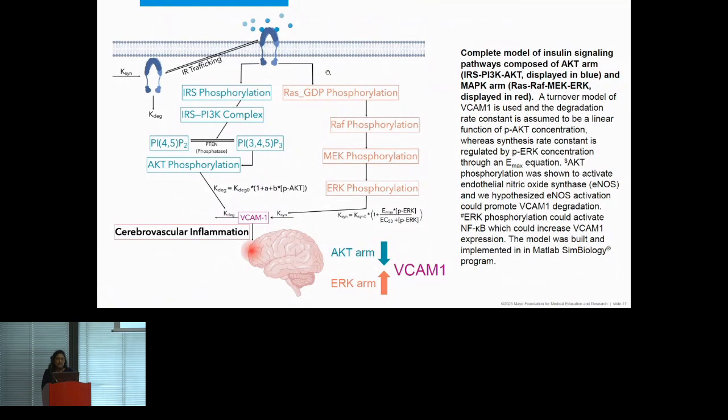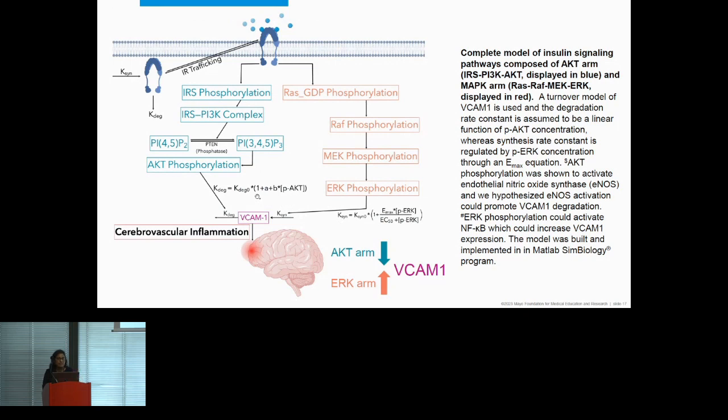signaling pathway. This pathway is composed of two arms, AKT, displayed in blue color here, and the ERK pathway, displayed in red color here. And for us, this is the outcome, the VCAM1, and it's a function of the AKT phosphorylation as well as the ERK here. So the degradation and the synthesis, right? And the degradation here is in a linear fashion. That's what we are seeing.